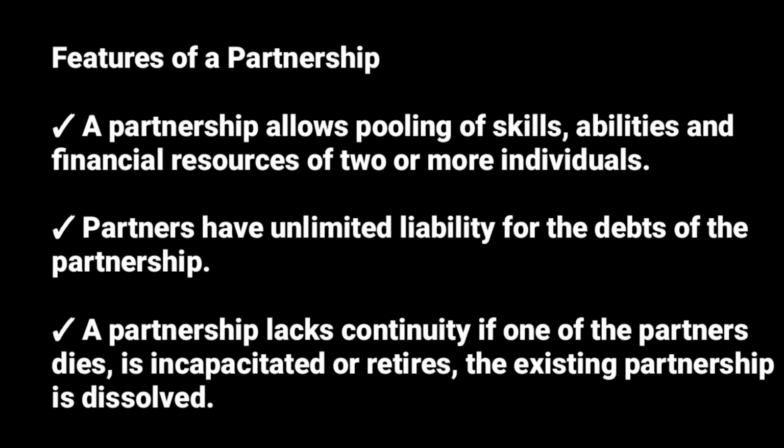So let's look at the features of a partnership, how a partnership is supposed to look like. First is that a partnership allows pooling of skills, abilities, and financial resources of two or more individuals. Where there is a partnership, there is a pool. Different people come together, and when they come together, they create a pool. They all have different abilities, different talent, different resources. So they come together and they form a business. So where there is a partnership, there is pooling of skills, abilities, and financial resources of two or more individuals, because a partnership cannot be for one person.